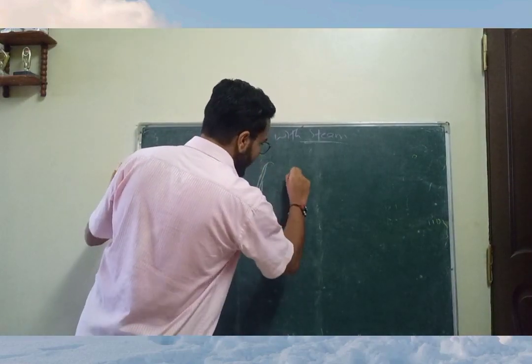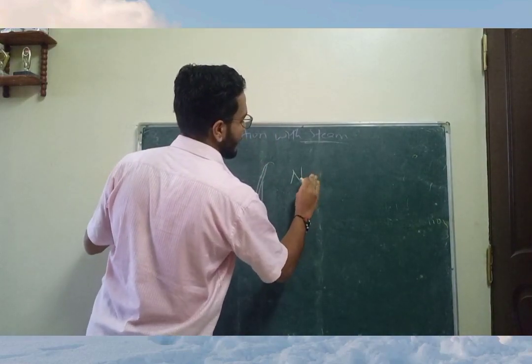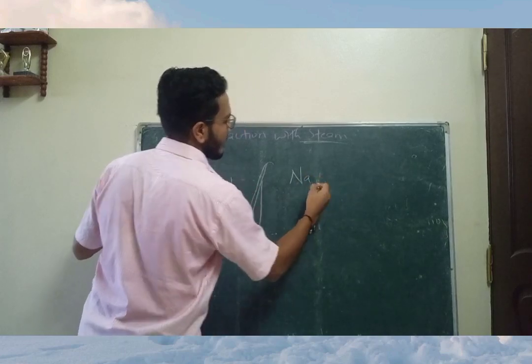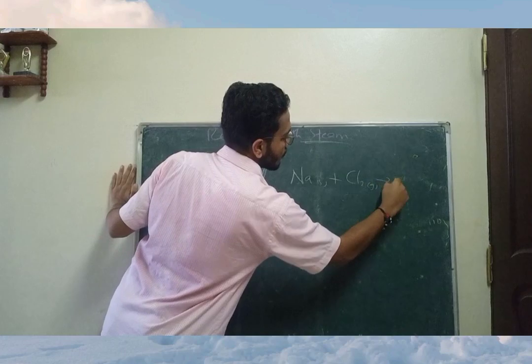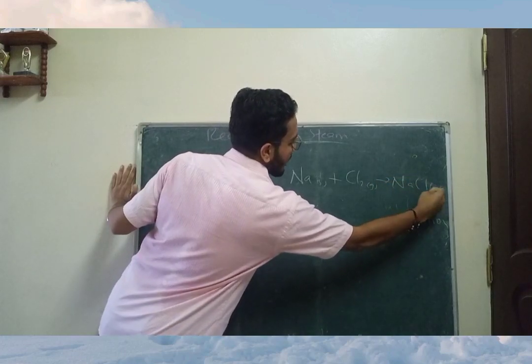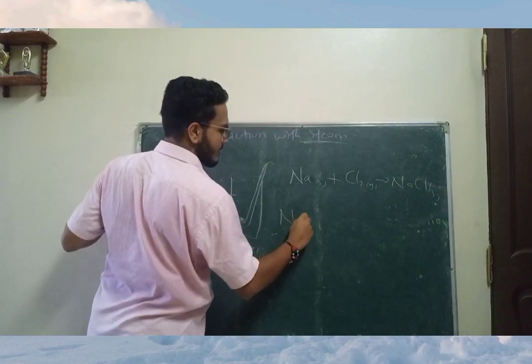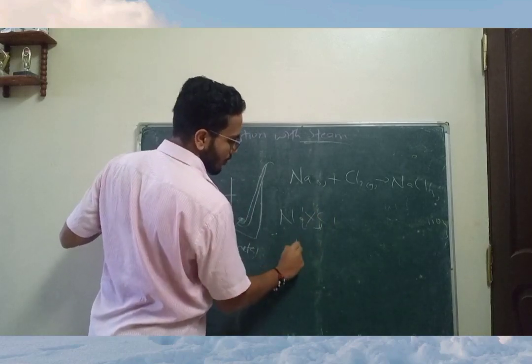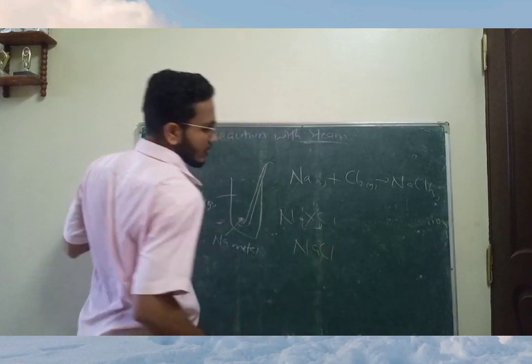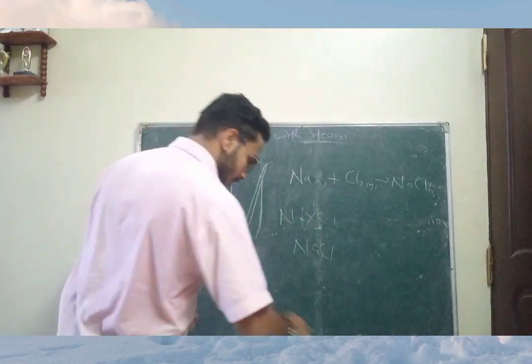So sodium, Na(s), reacts with chlorine to form sodium chloride. Now sodium having valency 1 and chlorine having valency 1. If you cross these two, you have sodium chloride. So this is how sodium chloride is written.